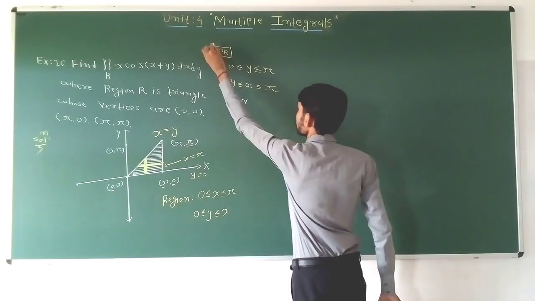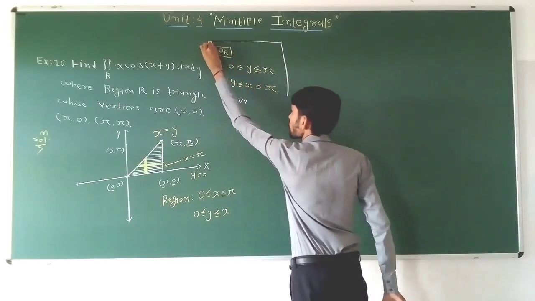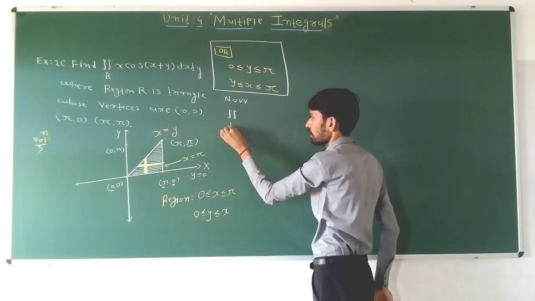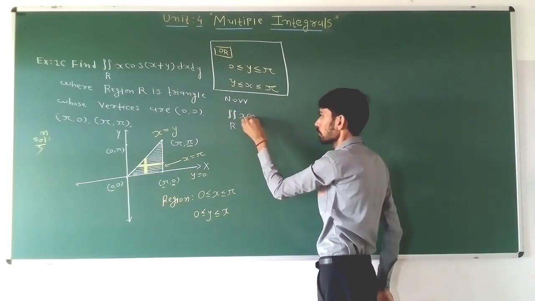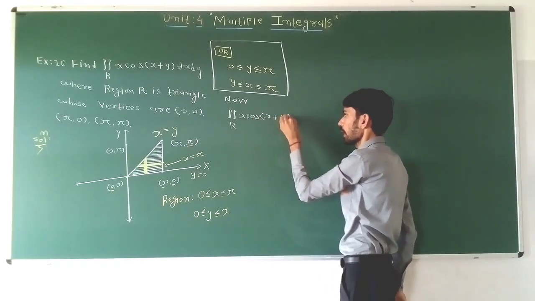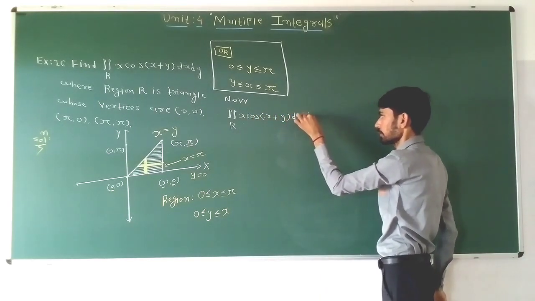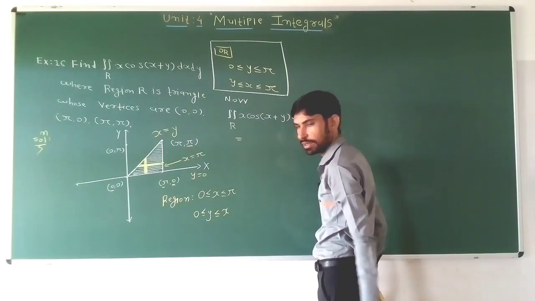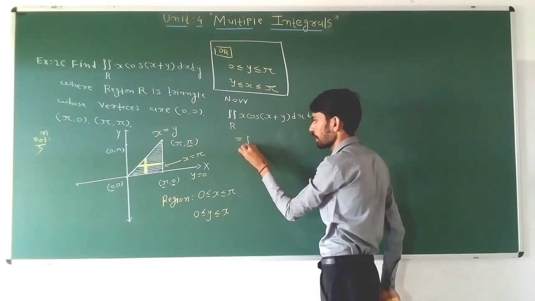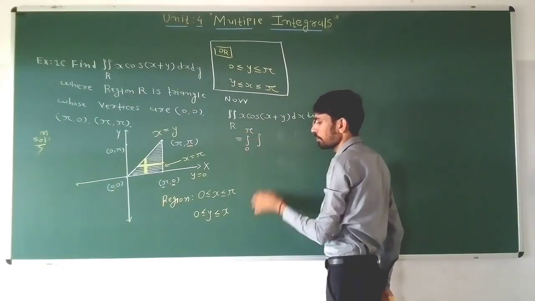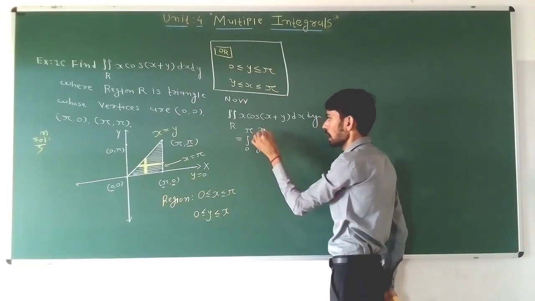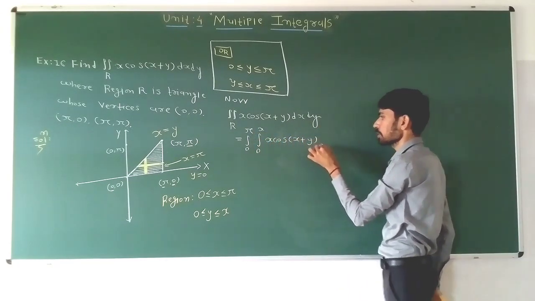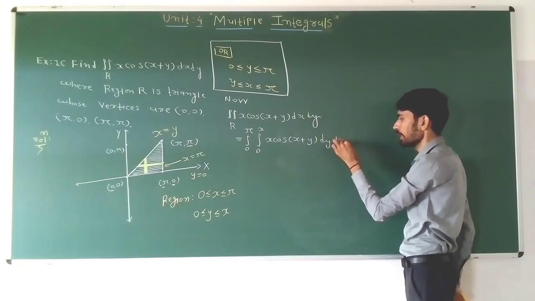Now we have the given double integration of x into cos x plus y, dx dy, is equal to, here we use the vertical limit. So the constant limit is 0 to pi. First of all, integration 0 to pi, the variable limit is 0 to x, and the function is x into cos x plus y, dy dx.